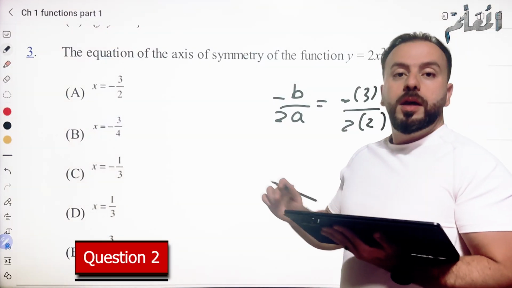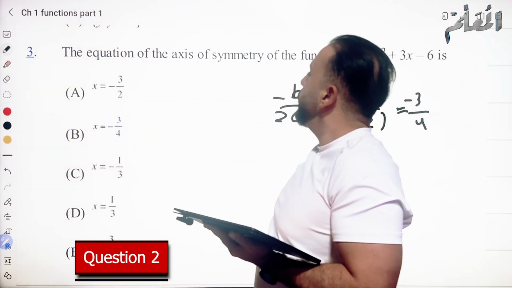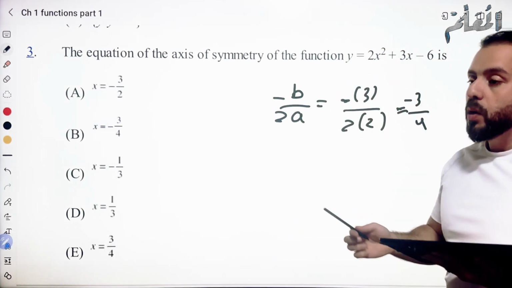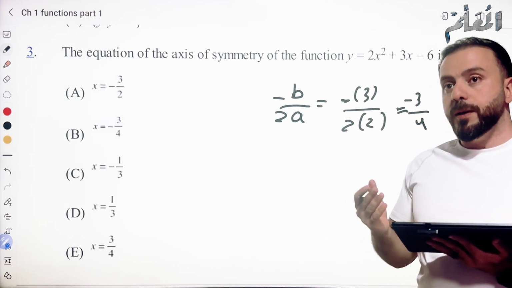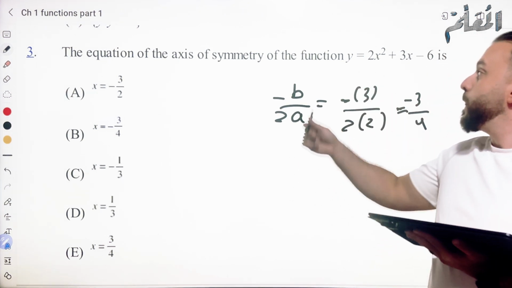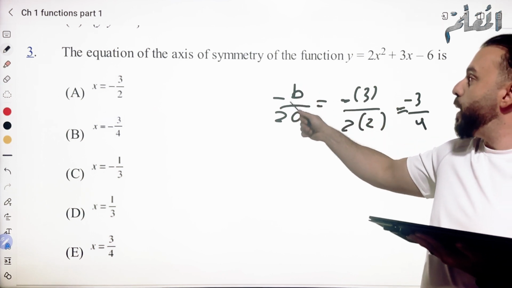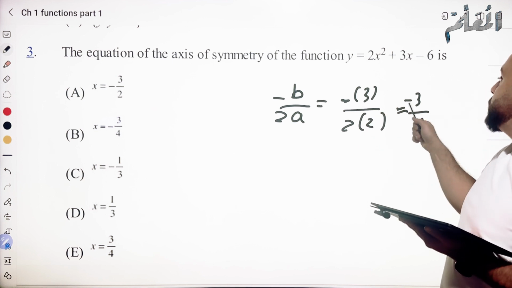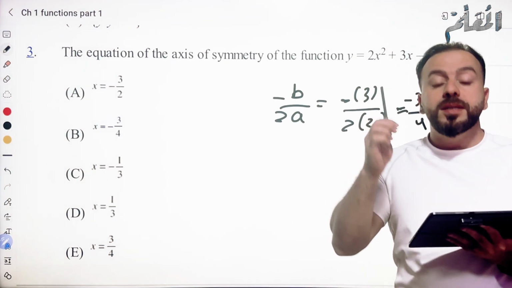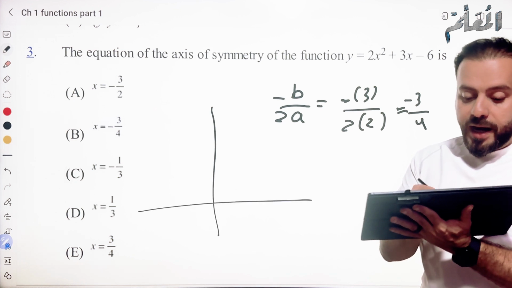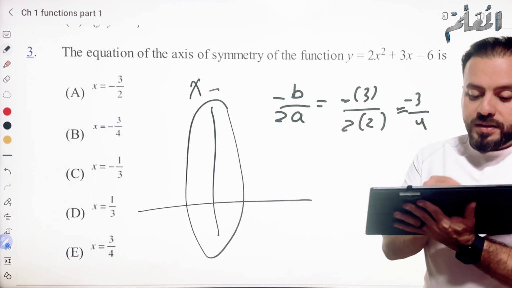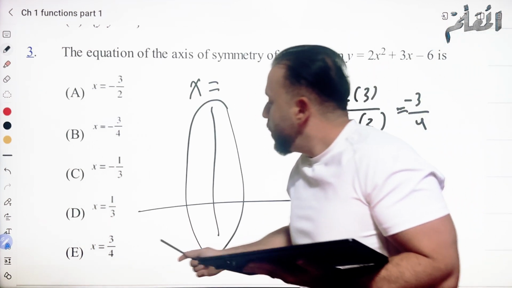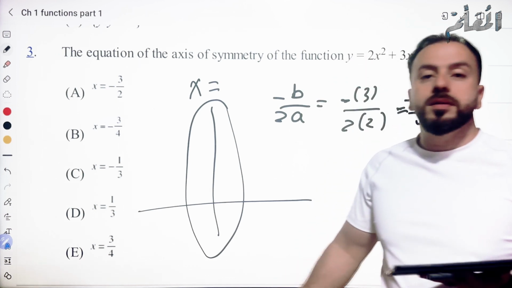Here is the question: the equation of the axis of symmetry of the function y equals x² plus 3x plus 6. Remember, if I want to find the axis of symmetry, I can find it from the vertex. So get the x coordinate of the vertex, which is minus b over 2a, and that equals minus 3 over 2 times 2, which is -3 over 4. And remember, since the axis of symmetry is a vertical line, it's always x equal. So x equals -3 over 4. Here we go. The answer is B.